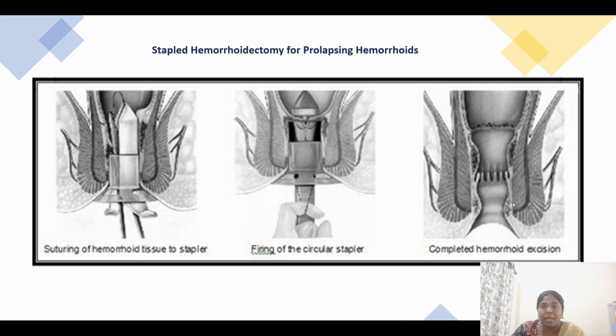This is a complete hemorrhoid excision. Through the proctoscope this will be introduced. There they are going to suture it. Here you can see the firing of the circular stapler, then they are going to remove it, and the patient will be on a liquid diet.